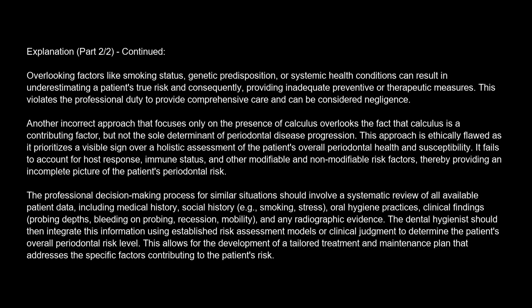The professional decision-making process for similar situations should involve a systematic review of all available patient data, including medical history, social history, e.g., smoking, stress, oral hygiene practices, clinical findings, probing depths, bleeding on probing, recession, mobility, and any radiographic evidence. The dental hygienist should then integrate this information using established risk assessment models or clinical judgment to determine the patient's overall periodontal risk level. This allows for the development of a tailored treatment and maintenance plan that addresses the specific factors contributing to the patient's risk.